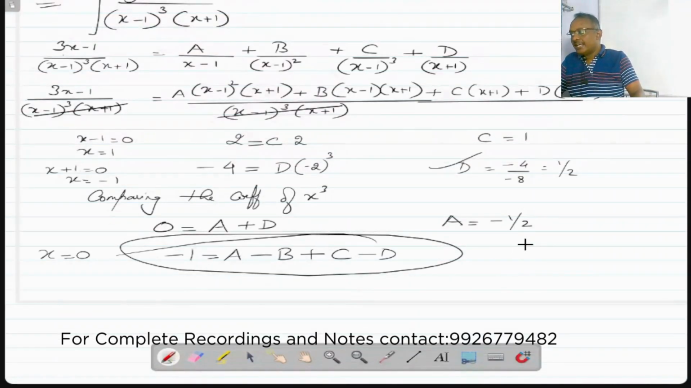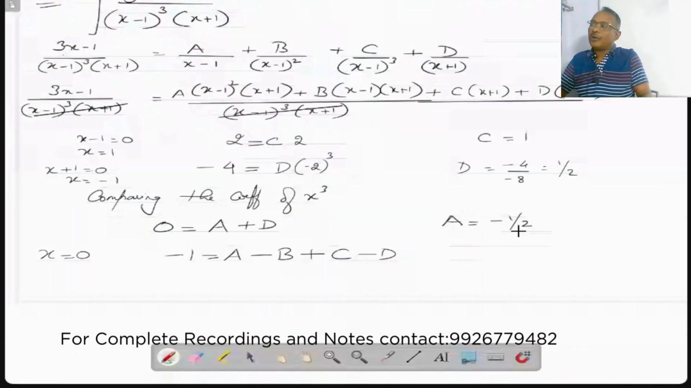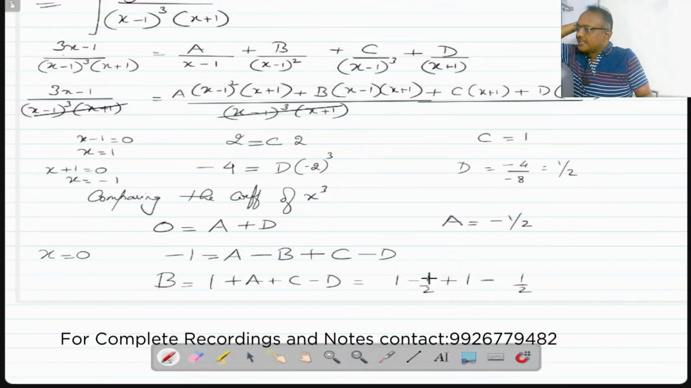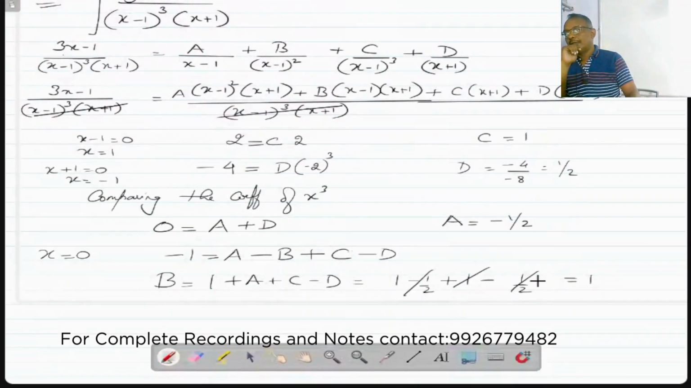ठीक है, तो हाईएस्ट निकालने के बाद you get all these three. You are just left with b now. So b left side it is 1 plus a plus c minus d. That is 1 minus 1 by 2 plus 1 minus 1 by 2. So this is minus 1 plus 1 cancel. You have b as 1. Fine.